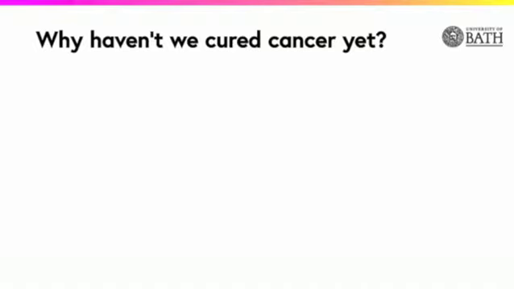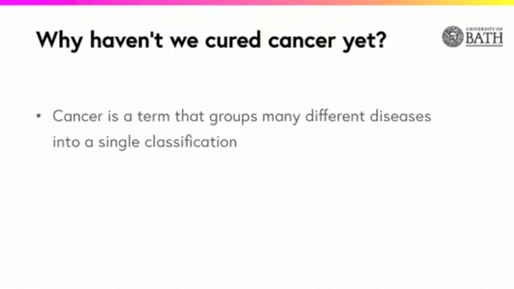So firstly, it's worth remembering that cancer is a term that groups many different disease types into a single classification. So unlike something like HIV, there's substantial differences between tumor types. There can be substantial differences in tumors that are actually of the same type. So what I mean by that is that one person's colon cancer can be driven by a very different mechanism to another person's, and they may require very different types of therapy, which is a bit of a challenge.